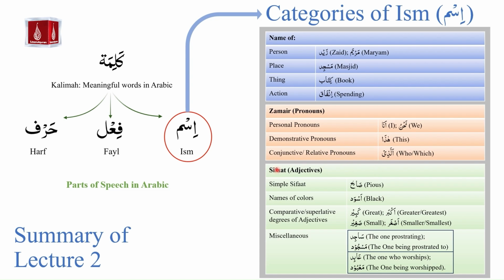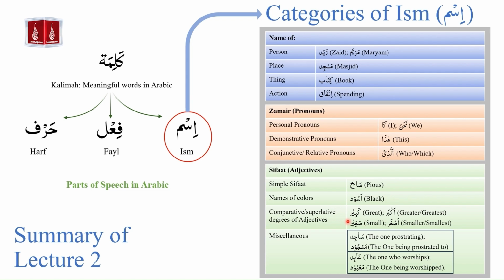Finally, ism will also include the category of sifat. Sifat can generally be called adjectives. Either they'll be simple sifat, like attributes or qualities, such as the word saleh, which means pious, or jameel, which means beautiful. Sifat will also include the name of colors, such as aswad, which means black. One category of sifat will include comparative and superlative degrees of adjectives. For example, kabir, which is an adjective meaning great. And the comparative and superlative degree of kabir is akbar, which means greater or greatest.